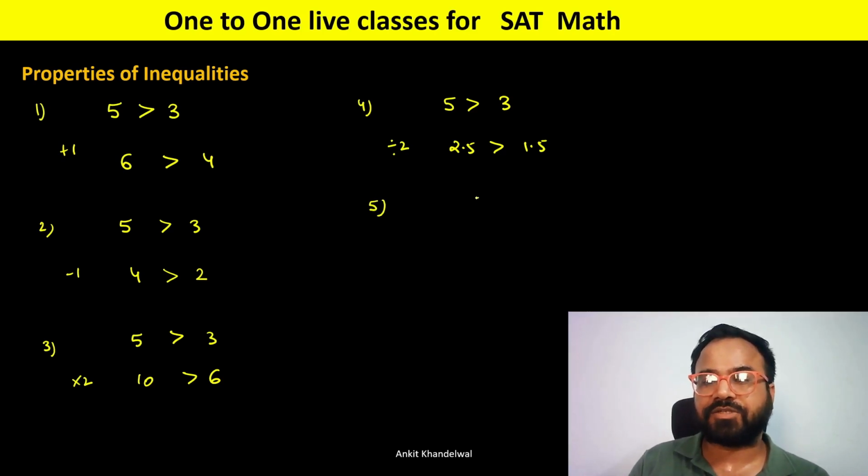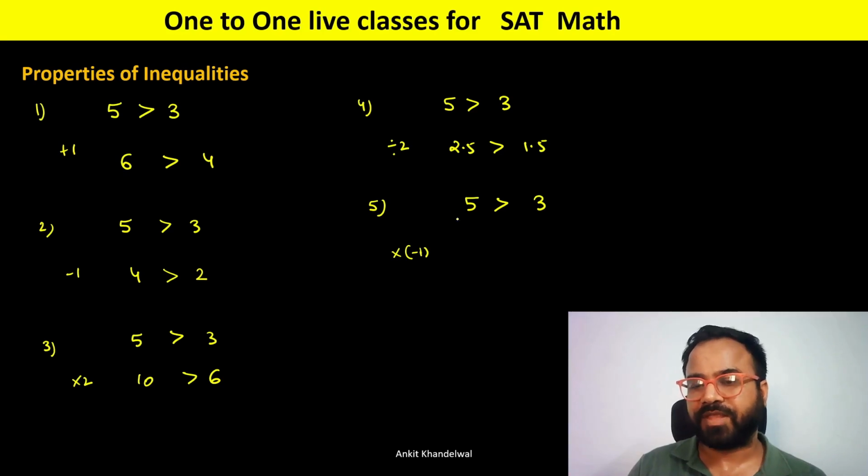The difference comes over here: if I multiply by a negative number, let's say I'm multiplying by minus 1 on both sides, what will happen? This will become negative 5, and this will become negative 3. Now this time you clearly know that minus 3 is greater than minus 5. So the sign of inequality is getting changed.